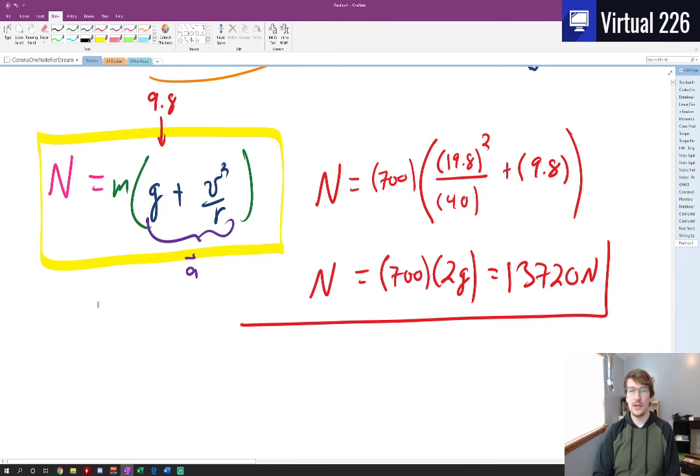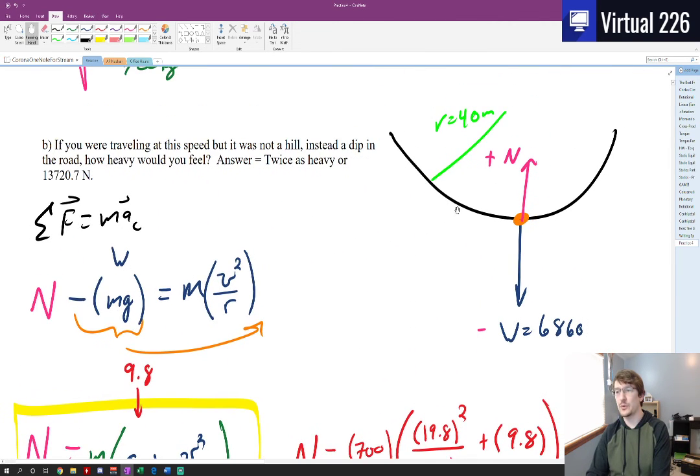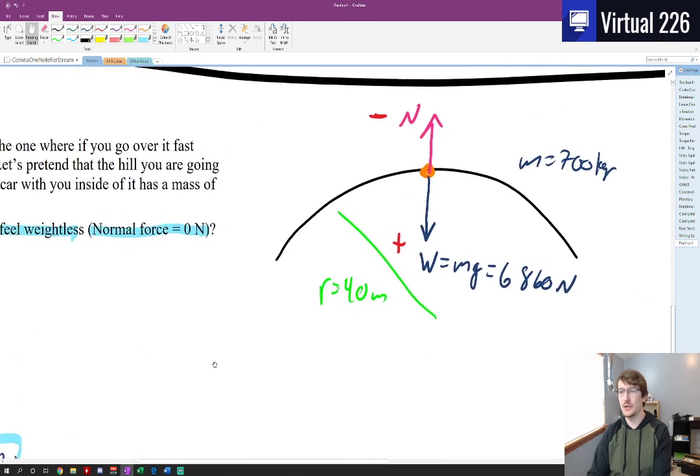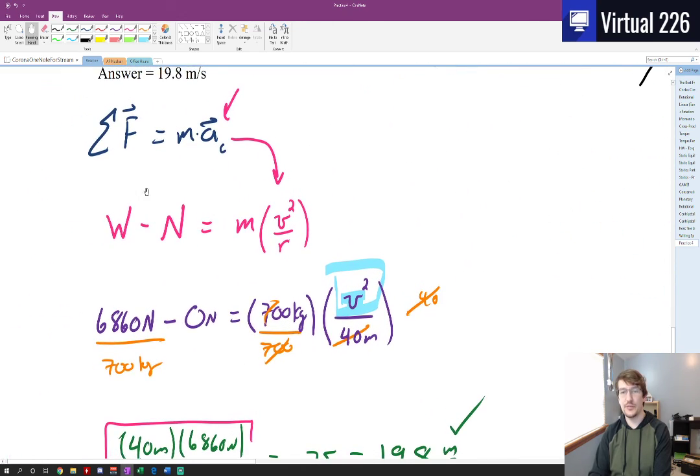Nothing too crazy, but it is important to keep in mind that whenever we're setting this problem up, going inward to our circle is positive. Going outward is negative, as we saw in both problems here. And then just really setting up sum of forces equals ma, where our acceleration is now centripetal acceleration, which is v squared over r. So with that, this problem is finished.